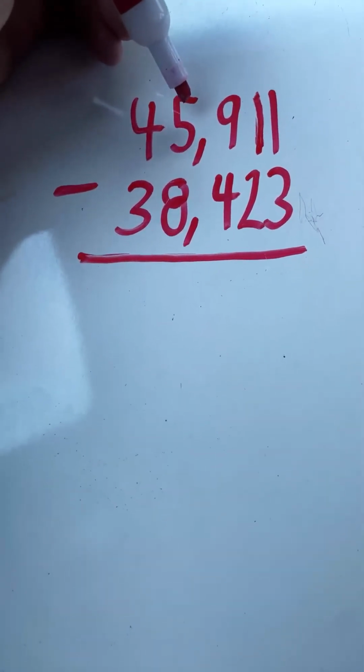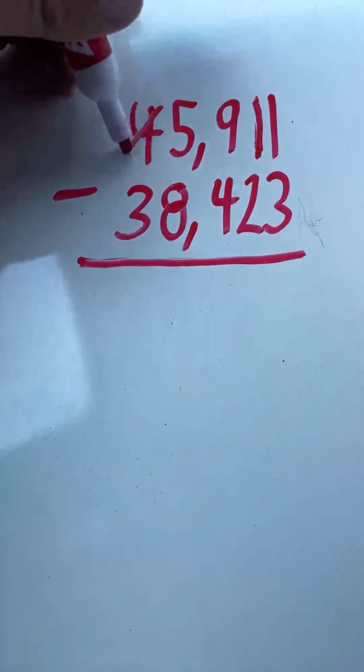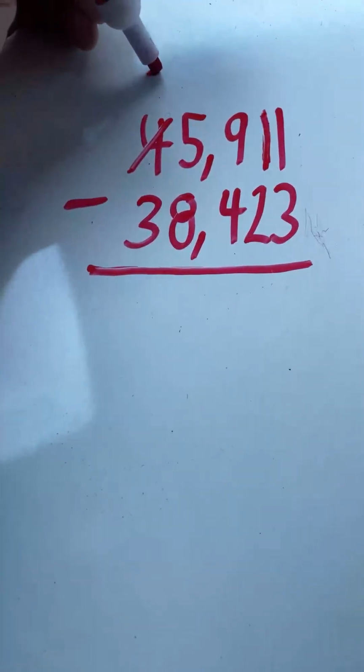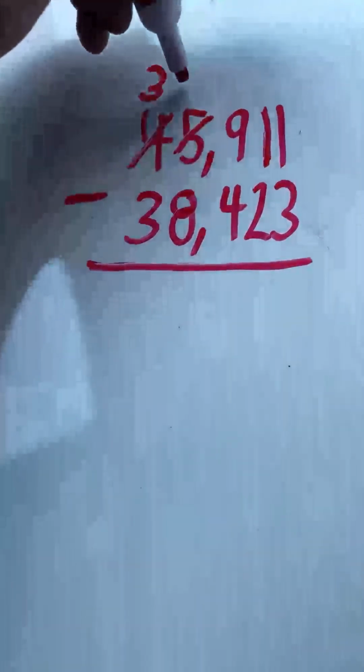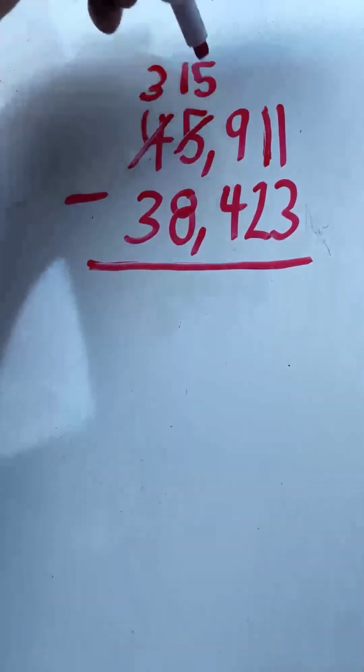So you cannot start out with 5 and take away 8. So we have to regroup. The 4 in the 10,000s place is going to become a 3. The 5 in the thousands place is going to become a 15.